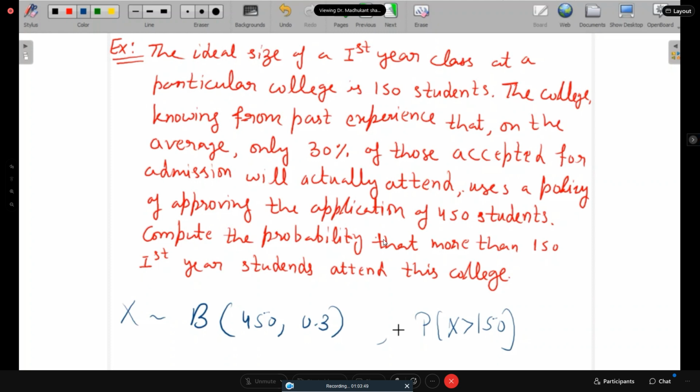I don't think anyone will take the binomial route, which is 450 C 151 plus 450 C 152 and so on, or 1 minus the probability of X less than or equal to 150; even that is challenging. So what is the alternative? You can also use the normal distribution. For the normal, as I already told you, you have to find the mean and variance and approximate X with a normal random variable with mean np and variance np(1 minus p). Use that fact, and that will give you the final answer.